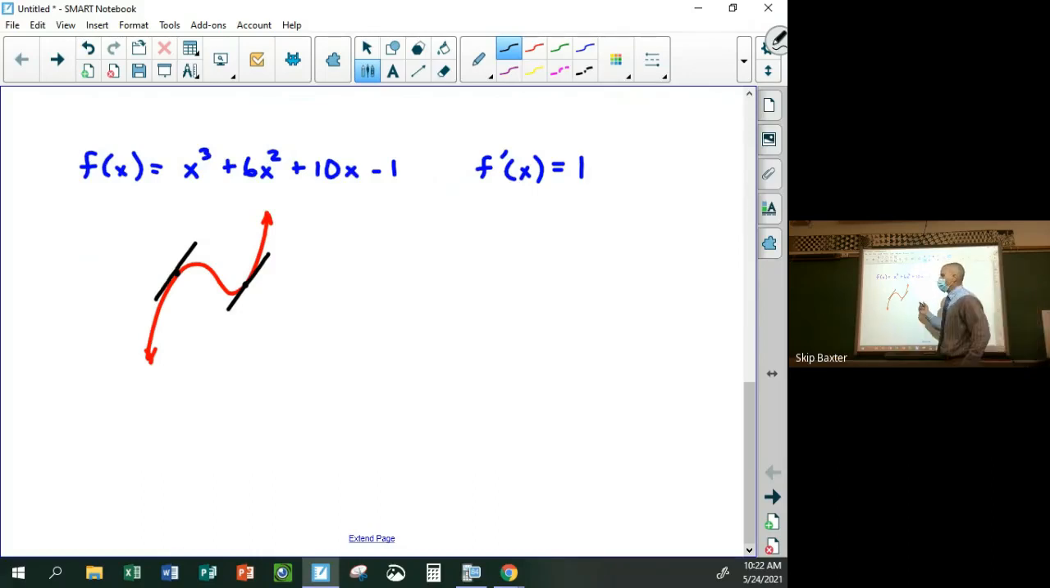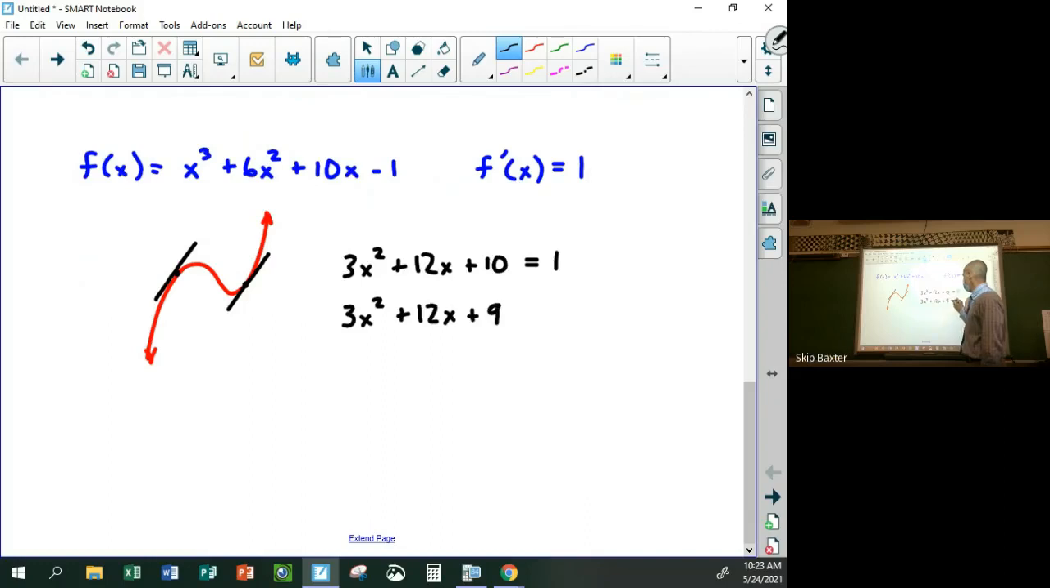So you just solve it the same way. If I take the derivative here, I get 3x squared plus 12x plus 10. That's the derivative of f. Set it equal to 1. So now we just have a quadratic equation that you have to solve. It kind of makes sense that quadratic equations sometimes have two answers, so we're going to get two answers here, maybe. So I'm going to subtract 1, put this in standard form: 3x squared plus 12x plus 9 equals 0.